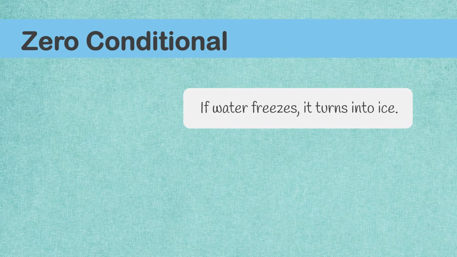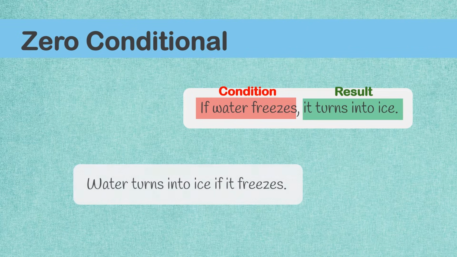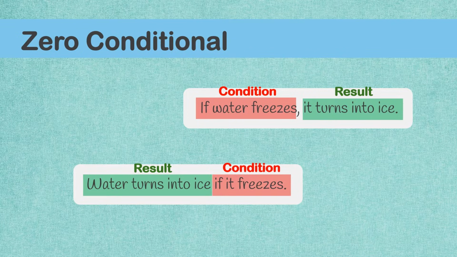In this sentence, the condition comes before the result. We can change the order. For example, we could say, water turns into ice if it freezes. Now the result comes before the condition. If we do this, we don't use a comma between the clauses.